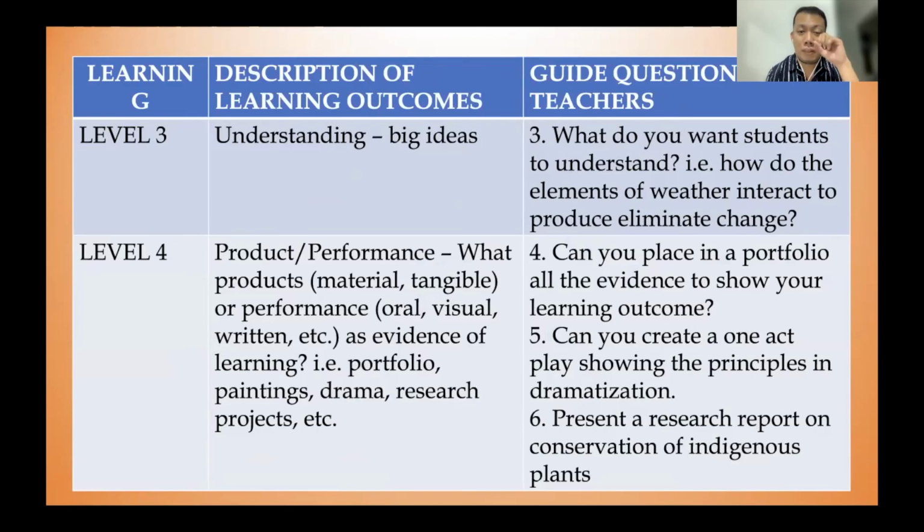Now, on the level three, we have here understanding or the big ideas. And for us, these are the questions that can be asked. What do you want students to understand? And how do the elements of weather interact to produce or eliminate change? So it is more complex than the first two learning levels. Now, in level four, you're talking about the product or the performance. What products or performance as evidence of learning: portfolio, painting, drama, research projects, and so on and so forth.